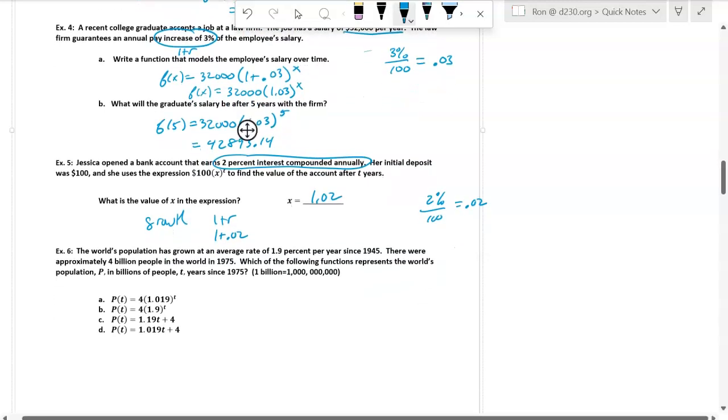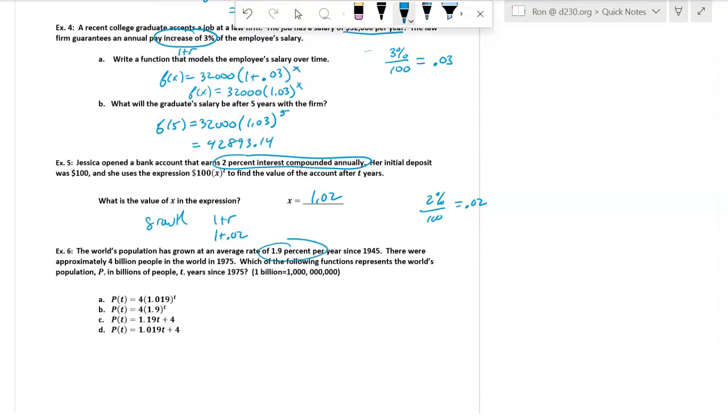And last one, the world's population has grown at a rate of 1.9%. There are approximately 4 billion people. So I know right away this is going to be exponential. I know I'm starting with 4, but you have to understand it's going to be 1 plus the rate because it's going up. 1.9% divided by 100 is 0.019. So 1 plus 0.019 would give me letter A.